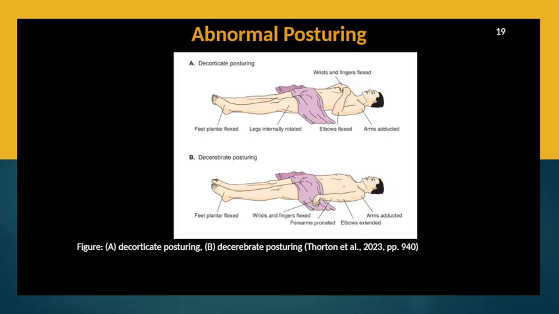In image B, we see decerebrate posturing, which is more severe. Here the arms are extended, the elbows are straight, the forearms are pronated, and the wrists and fingers remain flexed. The legs are stiff and extended, and the feet may also be plantar flexed. This posture indicates damage lower in the brainstem, such as involvement of the midbrain or pons. Because the injury is affecting deeper structures responsible for vital functions, decerebrate posturing is associated with a poorer prognosis.